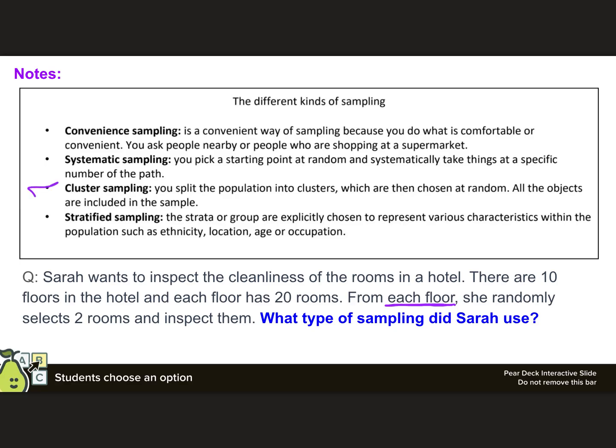So it's, again, one of these last 2 because they involve groups. And she's selecting 2 from each floor. So that's meaning that each floor is equally represented. And that's going to be a stratified sample.